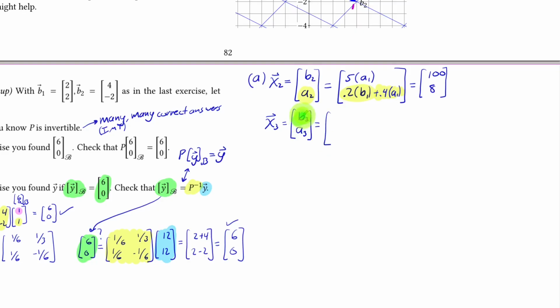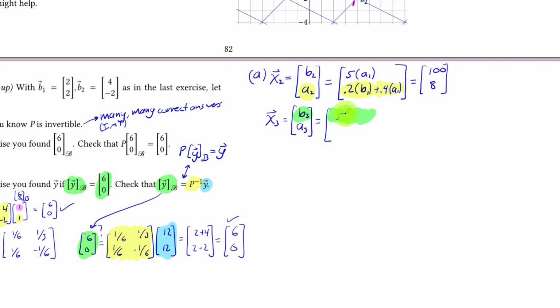So first, let's think about the babies. The only place babies come from is from adults. So this is going to be 5 times the number of adults in the previous week. So 5 times A2, which is 5 times 8, which is 40.